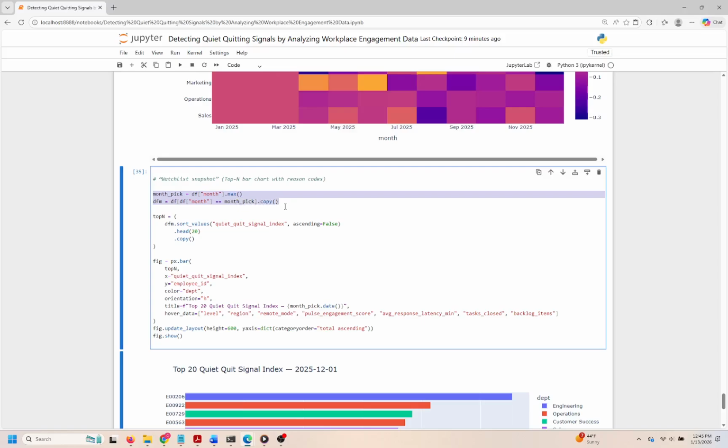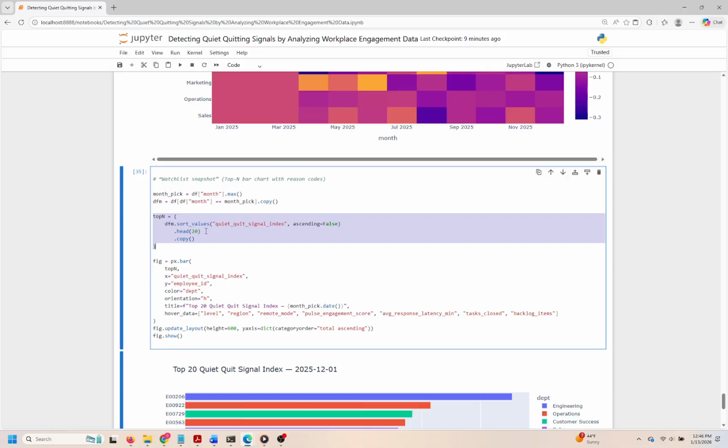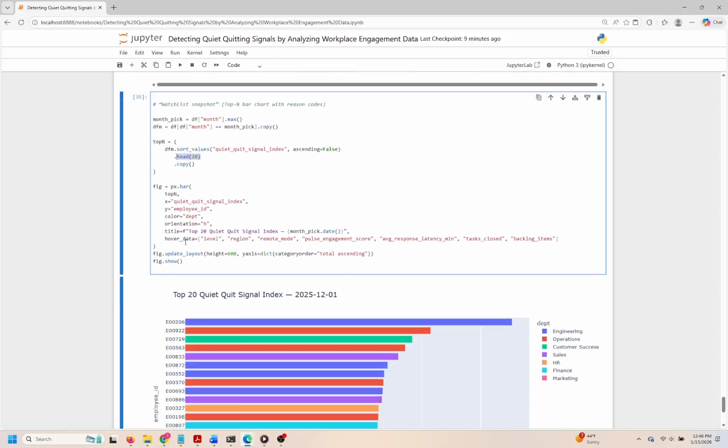After filtering for this particular month, we create a new data frame that will specifically hold the relevant data for our visualization. The next step involves sorting this filtered data frame by the quiet quit signal index, which quantifies the signs of disengagement. We're focusing on the top 20 entries as these are likely to have the most significant impact on the overall team dynamics and performance.